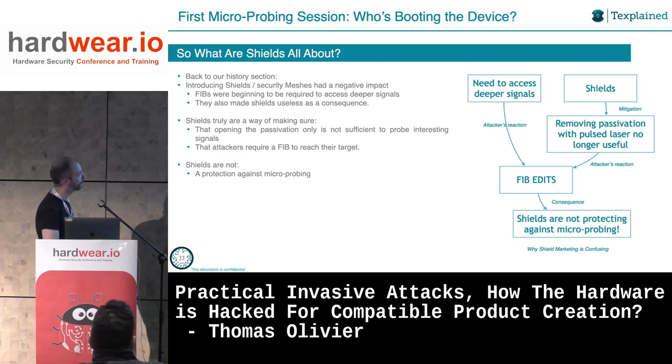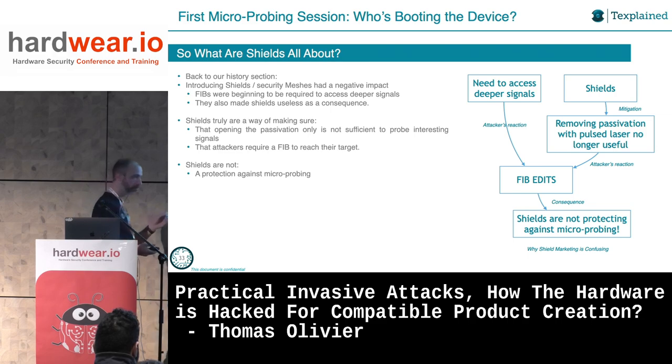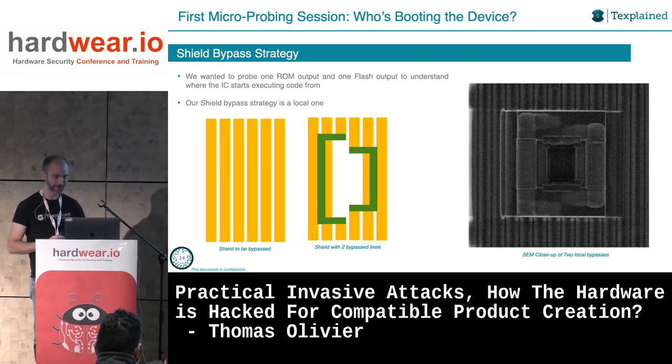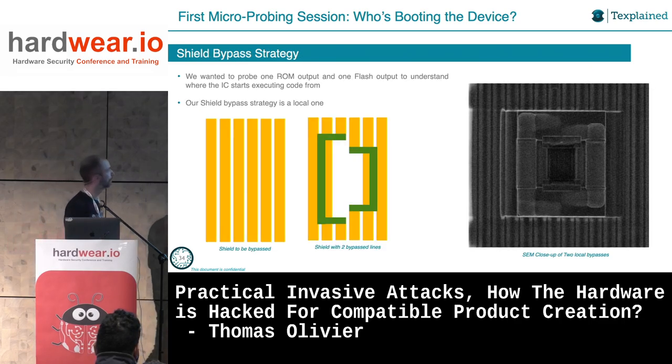Because we were now using FIBs, what about shields? You have now a tool where you can take the shield and put it somewhere else, basically, and then you can access the signals you want. So shields are not, to me, a protection against microprobing. We can discuss this after the talk, I know some people won't agree.